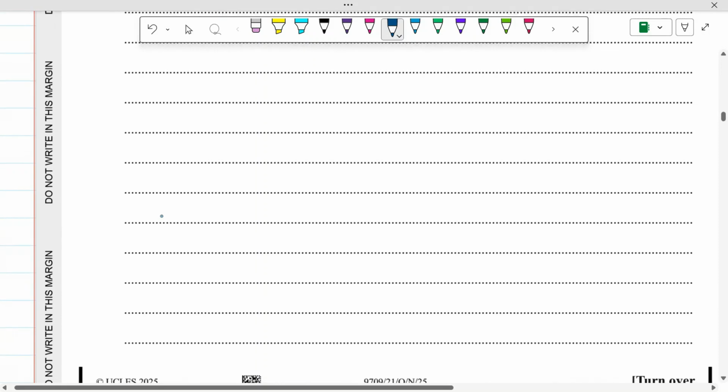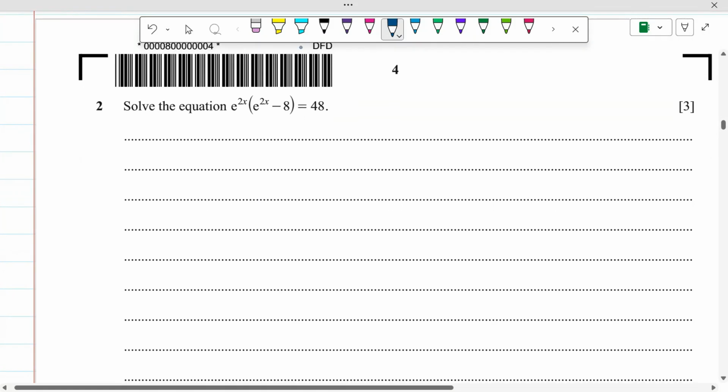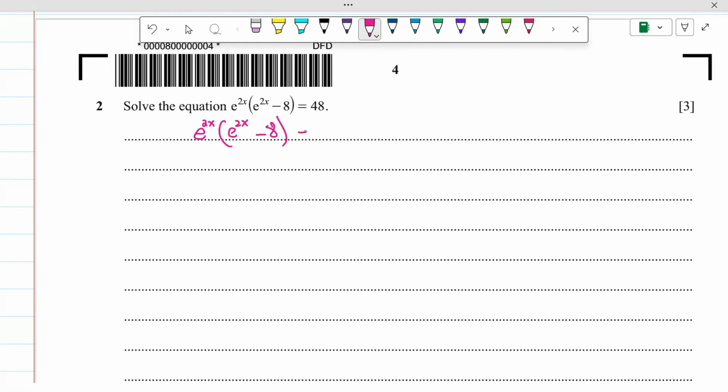Let's move to question number 2. Solve the equation: e^(2x) times (e^(2x) - 8) is equal to 48. After multiplying, we will have e^(2x) times e^(2x) minus 8 e^(2x) equals 48.